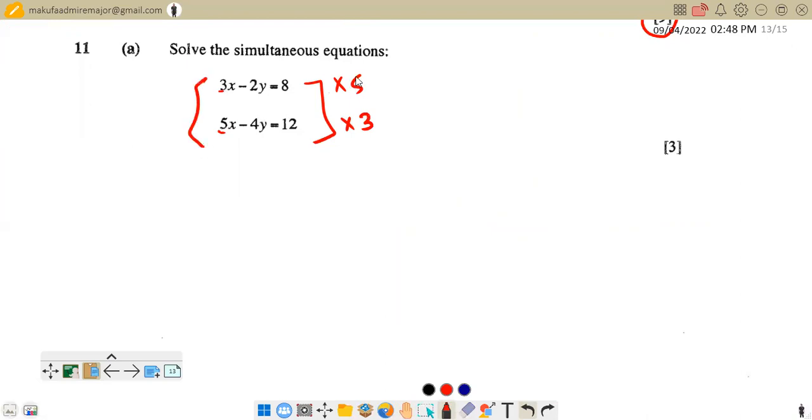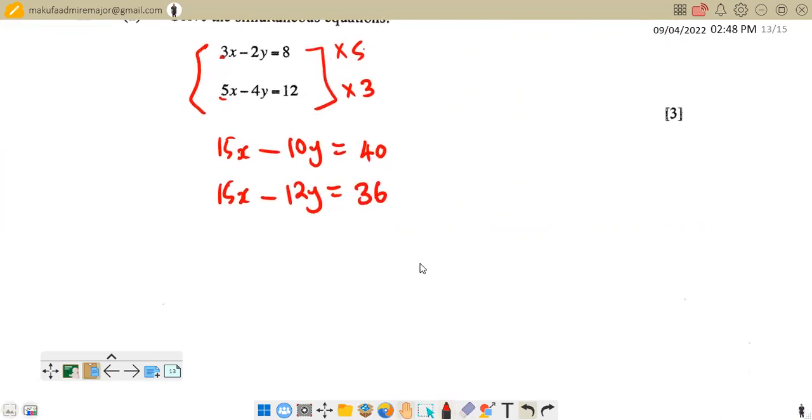So you're multiplying everything. So it's 5 times 3, which is 15x. 5 times minus 2, that's negative 10y, is equal to 5 times 4, which is 40 here. All right, so you're done by multiplying by 5 for everything. Here by 3, so it's 3 times 5, which is 15x. All right, 3 times negative 4 here, that's negative 12y, is equal to 3 times 12, that's going to be 36. Yeah, this is 36.